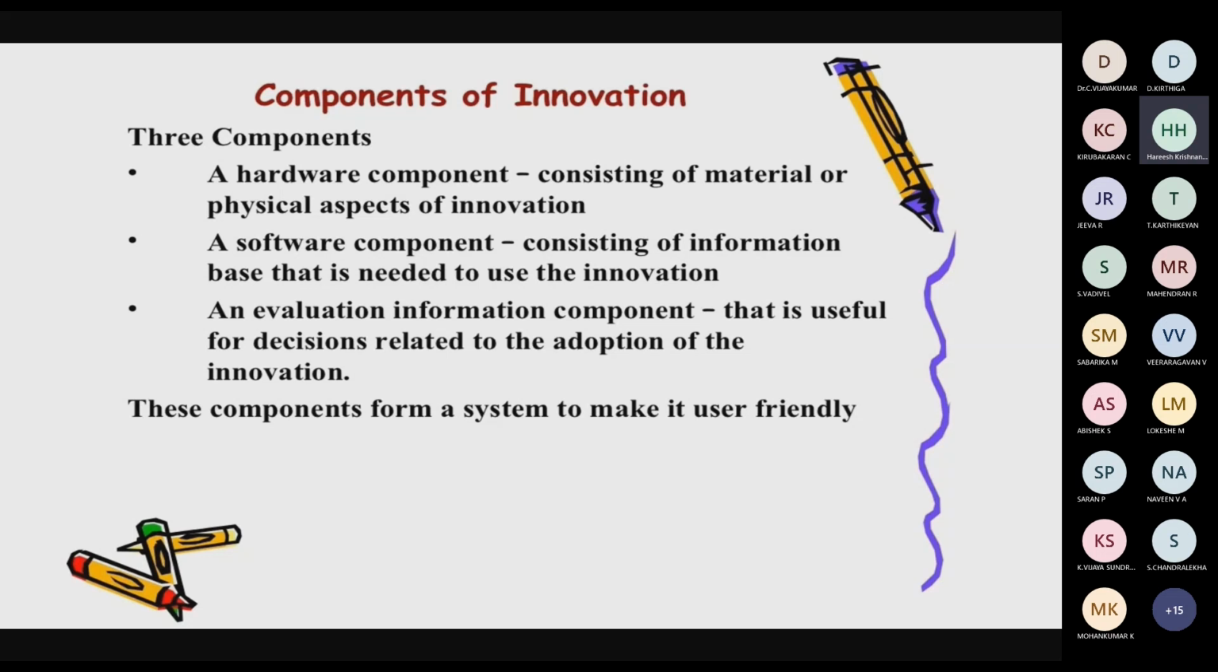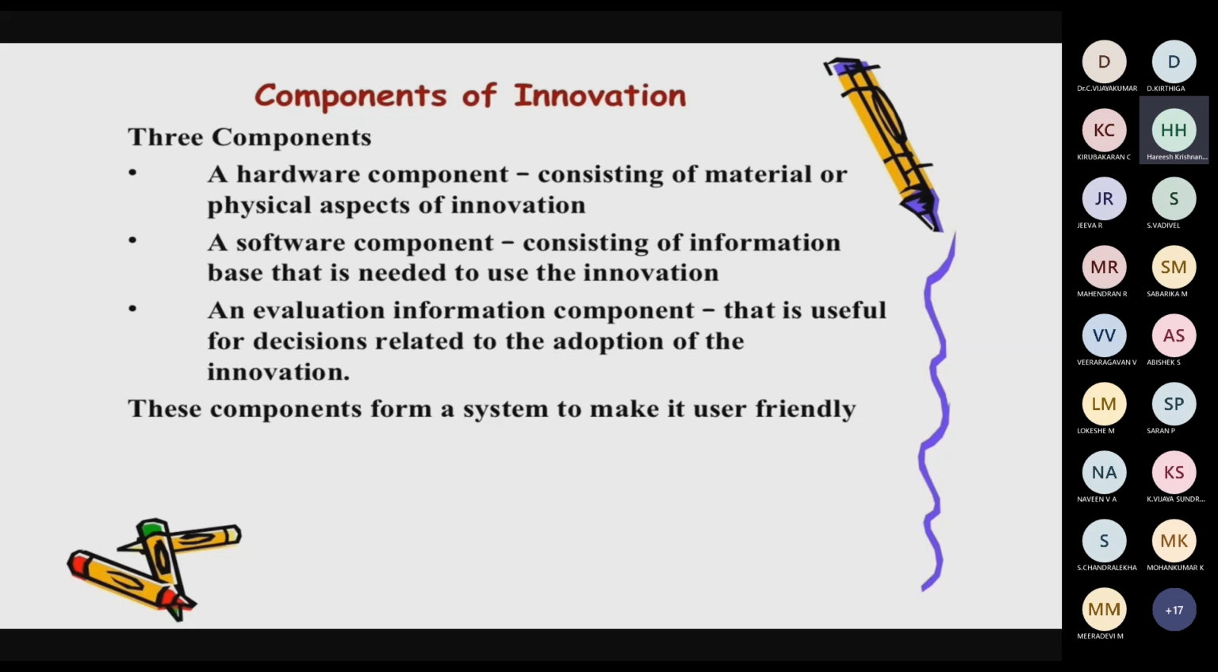Next, we need knowledge for the production of that product. So this part we can term the software component. This consists of information or knowledge which will be used for the innovation. And the last one is the evaluation of this information component. For example, we find some hardware and we implement new knowledge on it, or existing knowledge will be there. Sometimes the material will be a new one. Sometimes in both cases, hardware and software will be novel. So this novelty will sometimes be in the hardware, sometimes in the software, and sometimes in both.